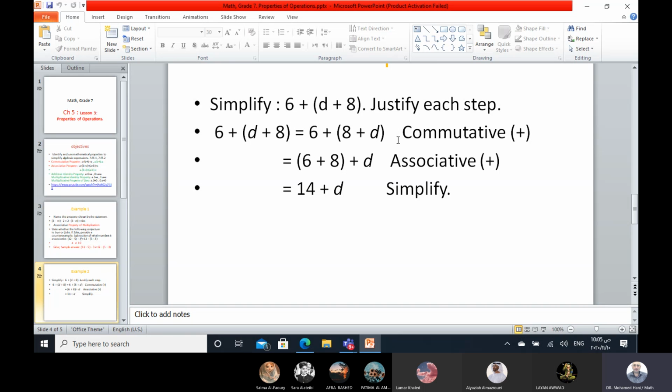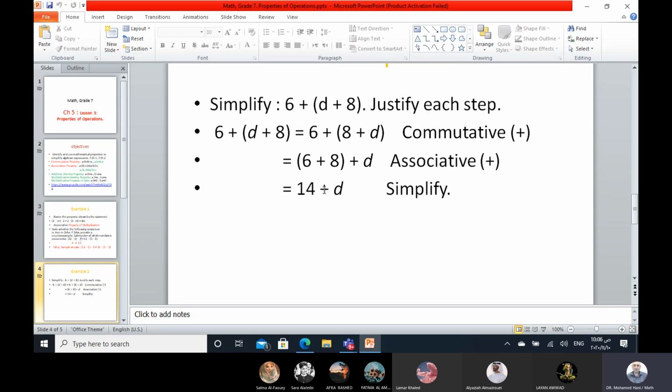The name of this property is commutative of addition. Then we can change the place of the parentheses. We can put 6 and 8 in the same parentheses. So we can write, between parentheses, 6 plus 8, plus d. The name of this property will be associative of addition. Now, 6 plus 8 will be 14, plus d. The name of this step will be simplify.